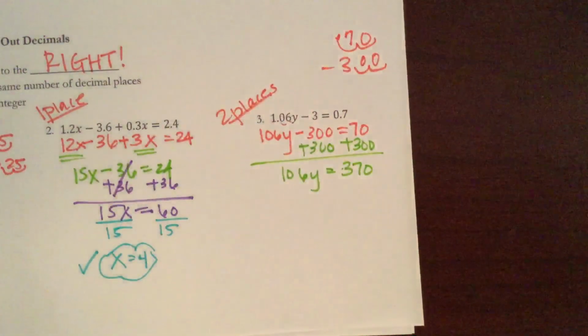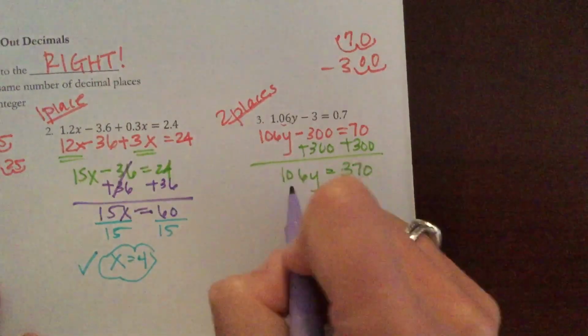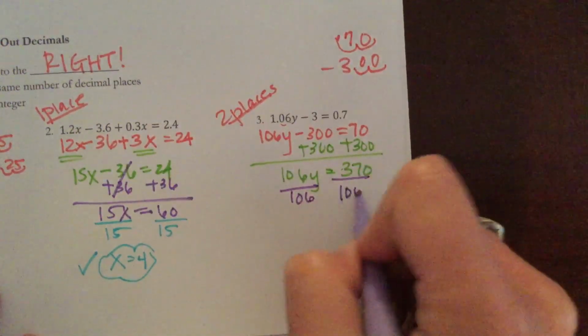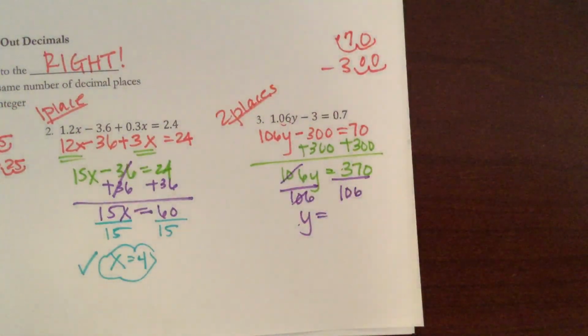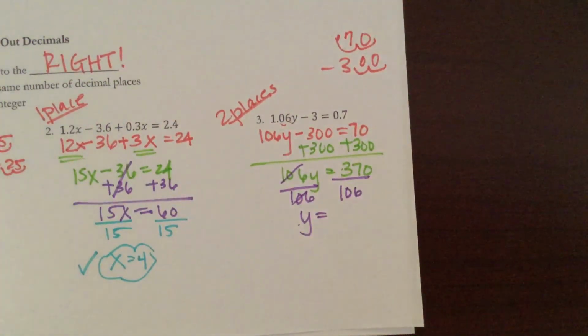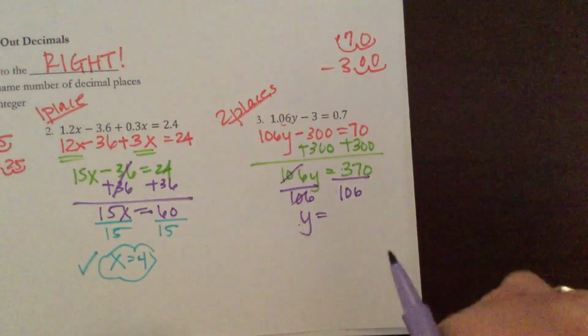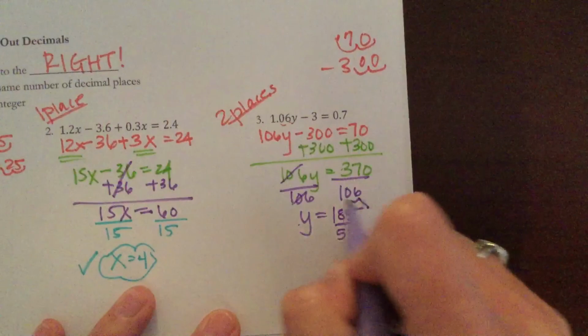Our last step is to complete any multiplication or division. We are going to divide both sides by 106 so that we isolate the variable. 370 divided by 106 gives us a decimal, and as a fraction, it becomes 185 over 53.